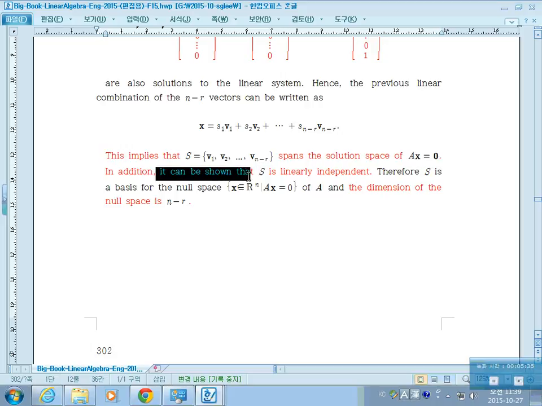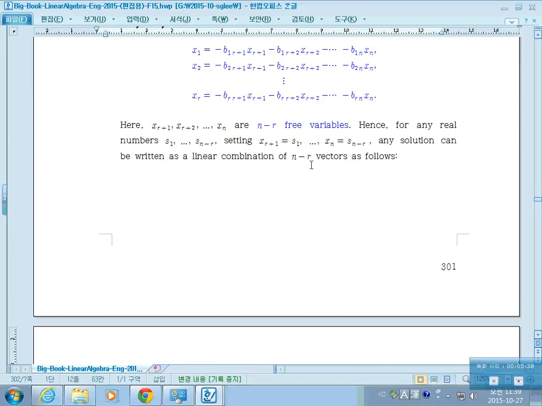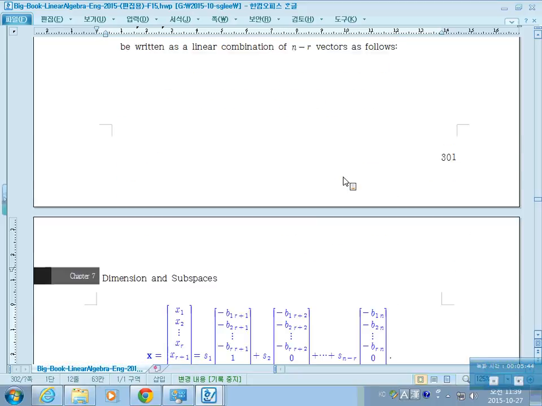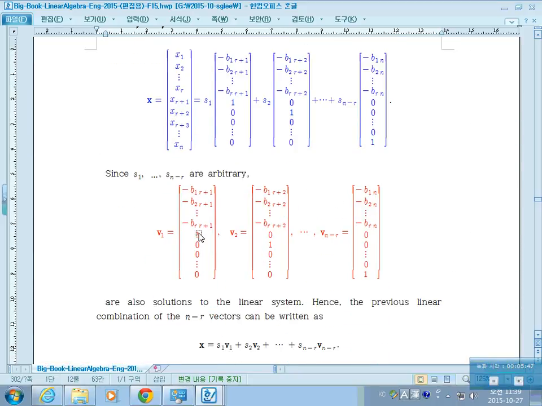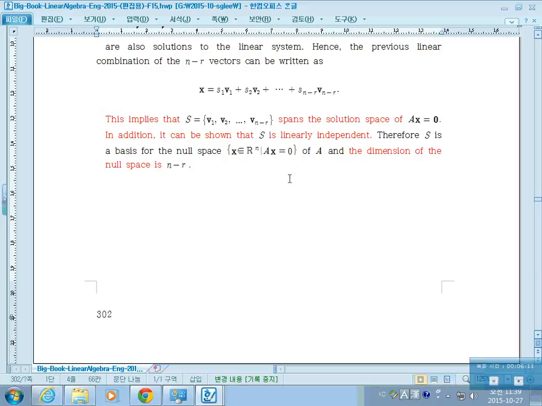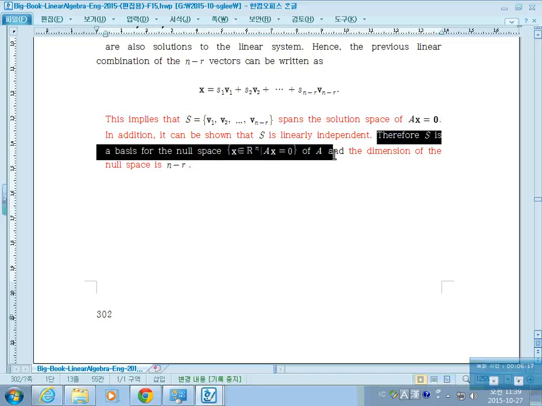In addition, it can be shown that S is linearly independent. Clearly, these are linearly independent. None of these can be represented as a linear combination of the others, because the ones are in different locations, like a standard basis. So these are linearly independent and span the solution space. So this forms a basis for the solution space. That's the key. So S forms a basis for the null space of A.